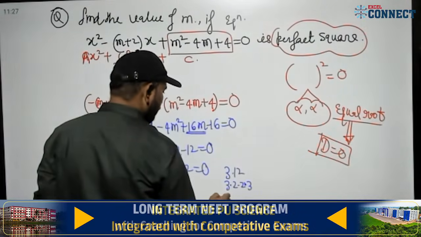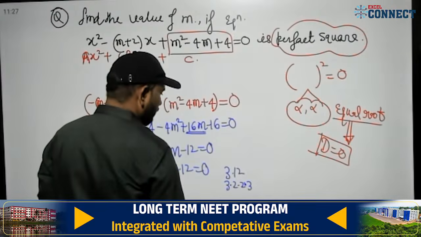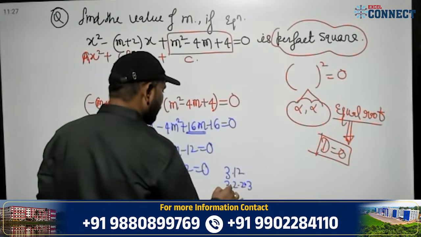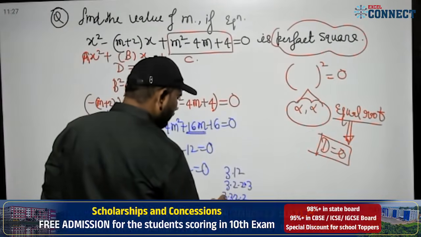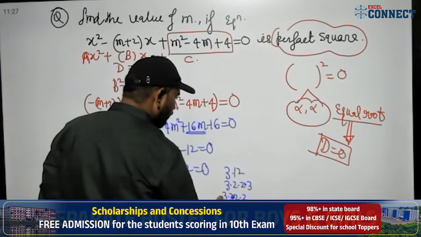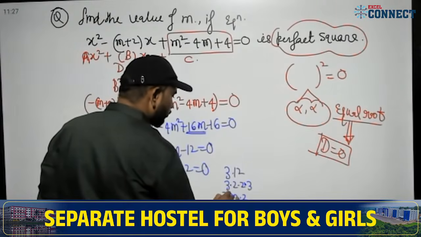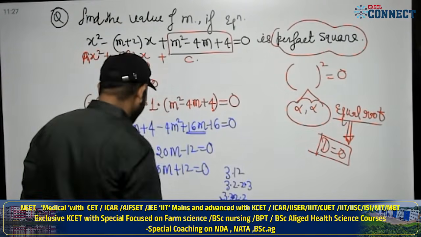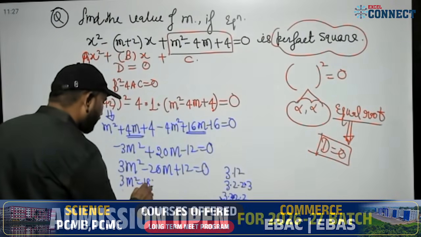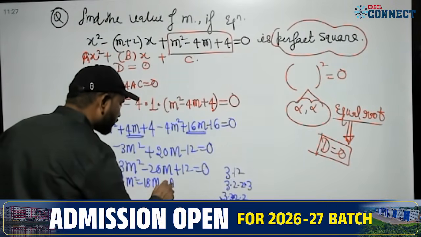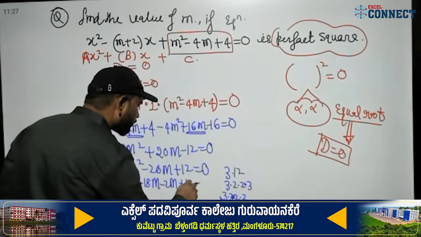This we can do what? 9. Yes, possible. See here, 3 into 3 into 2 into what? 2. This possible. What is this? 3 into 3 into 2 is what? This is 9 into 2 is 18 and 2. So we can do what? We can write 3m square minus 18m minus 2m plus 2 is equal to what?